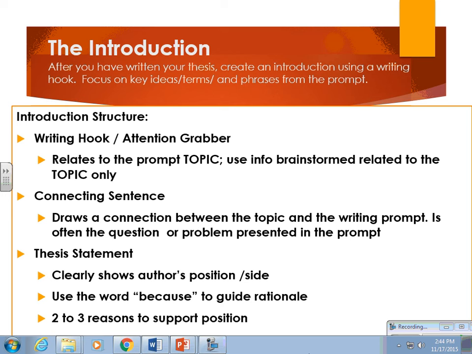So oftentimes the connecting sentence is literally the question that's being asked in the prompt. Just reflect back onto the strategies that you've used in class and the activities that you've done in class with that, and seek out a teacher for help in this if you need to. And finally, of course, your introduction ends with a thesis. So again, those three parts are the writing hook, connecting sentence, and the thesis statement.